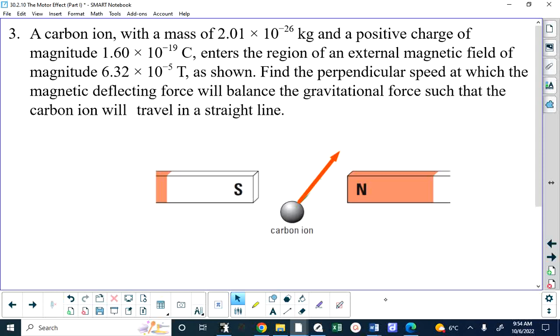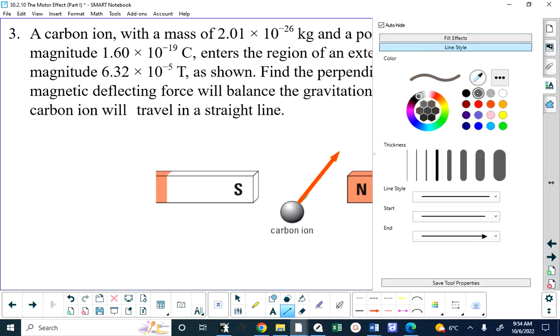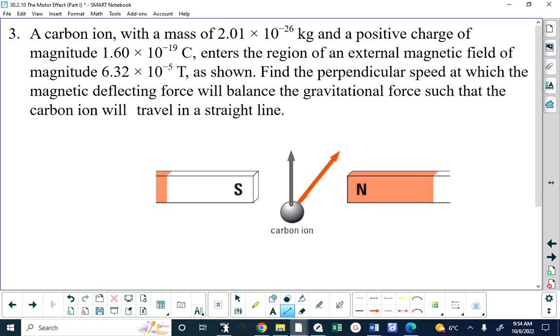If it travels in a straight line, that means when it enters this region, the magnetic force that's up and the gravitational force that's down have to balance. There has to be a net force of 0. Otherwise, there will be some deflection. So this is the magnetic force that's upwards. This is the gravitational force that's downward.